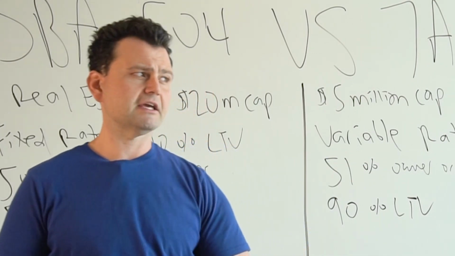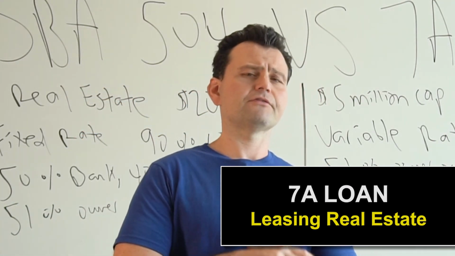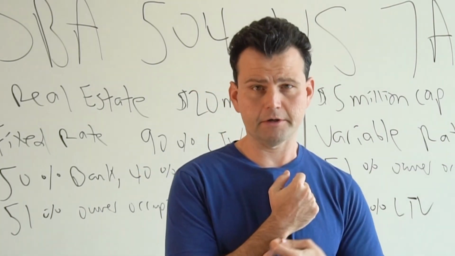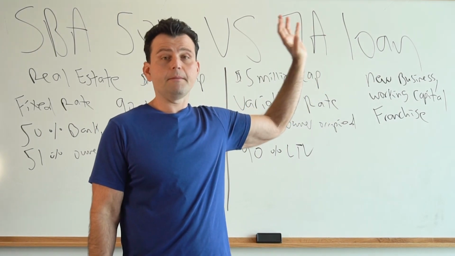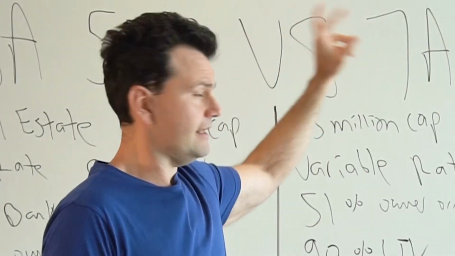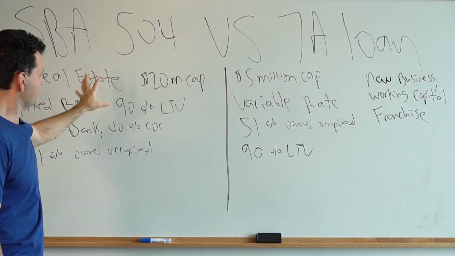A 7A loan is for when you're going to be leasing a space, like inside of a retail strip center. For example, at one time I owned a Sbarro's Pizza restaurant inside of a mall in Dallas, and I did a 7A SBA loan. So it's a different type of loan than the 504.